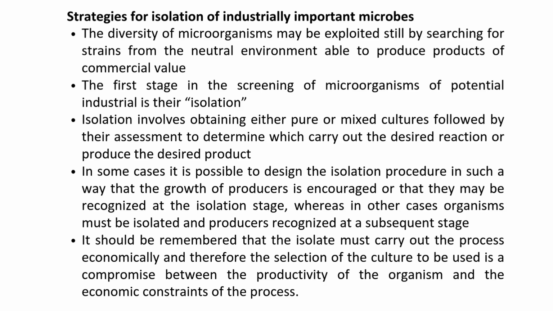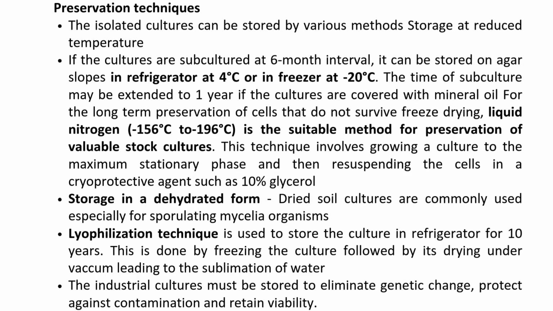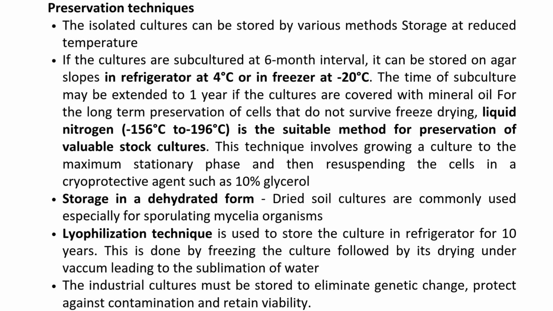The first stage is isolation, which involves getting pure or mixed cultures and then assessing which ones carry out the desired reaction. Sometimes, the isolation procedure can be designed to encourage the growth of producers right away. Other times, organisms are isolated first and producers are recognized later. Remember, the chosen isolate must carry out the process economically, so selection is a balance between the organism's productivity and the process's economic constraints. Preserving the isolated cultures is critical. The goal is to eliminate genetic change, protect against contamination, and retain viability.